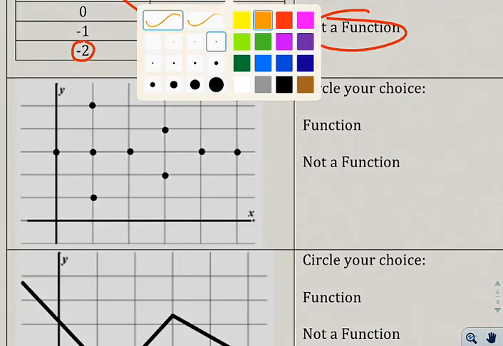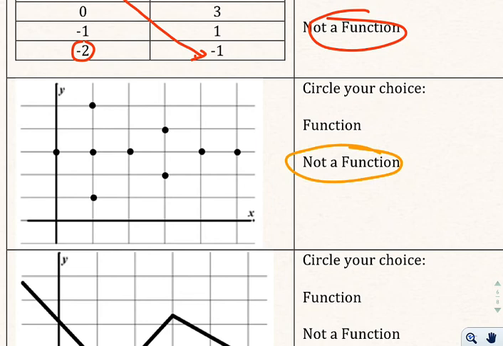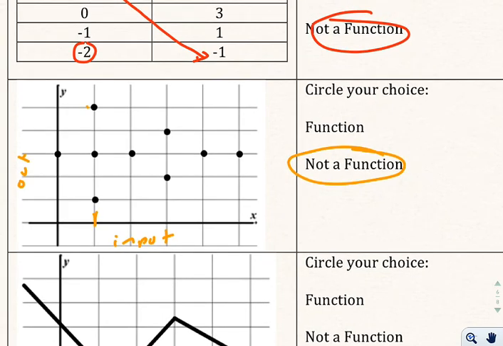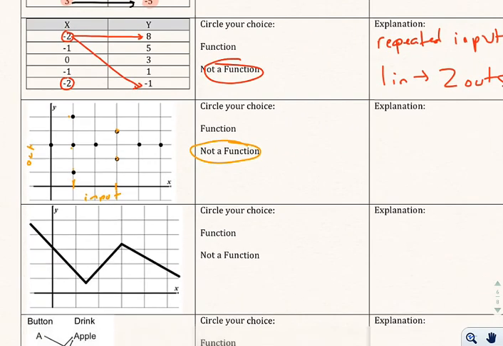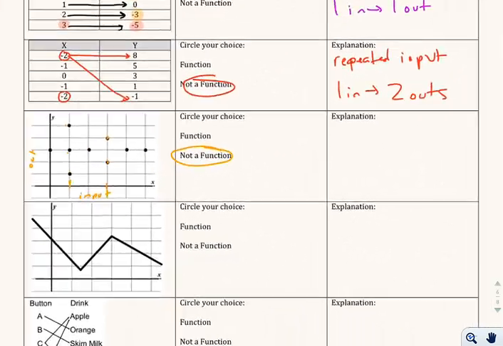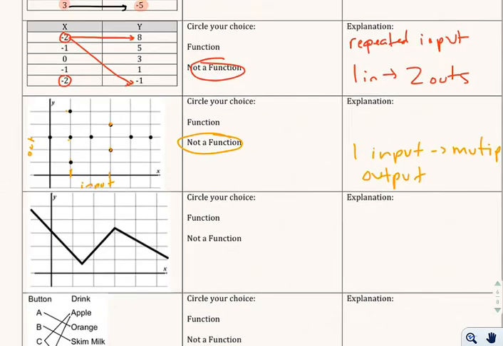This, I'll tell you right now, is going to be a non-function. Here's the reason why. This is my input axis. Here's my output axis. So if I'm looking at this point right here of the input, I could go to three different possibilities. If I look right here, I can go to two different possibilities. Because I have one in going to more than one out, that is a no-go, not a function. I have one input going to multiple outputs. In other words, one x goes to more than one y.